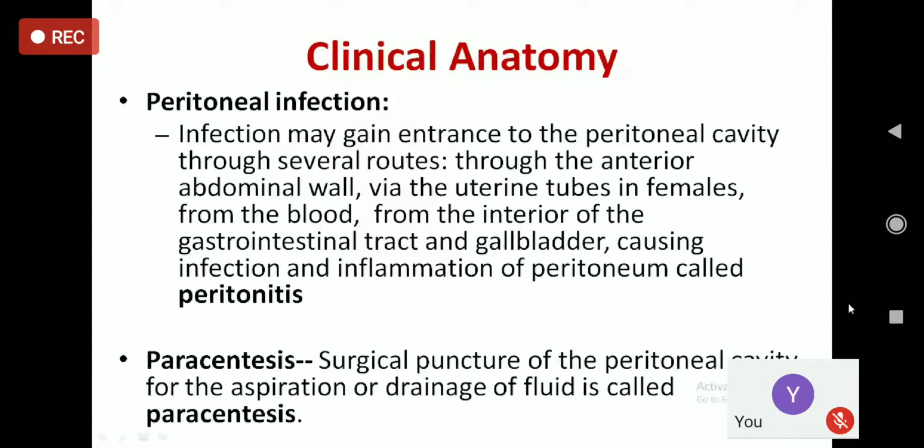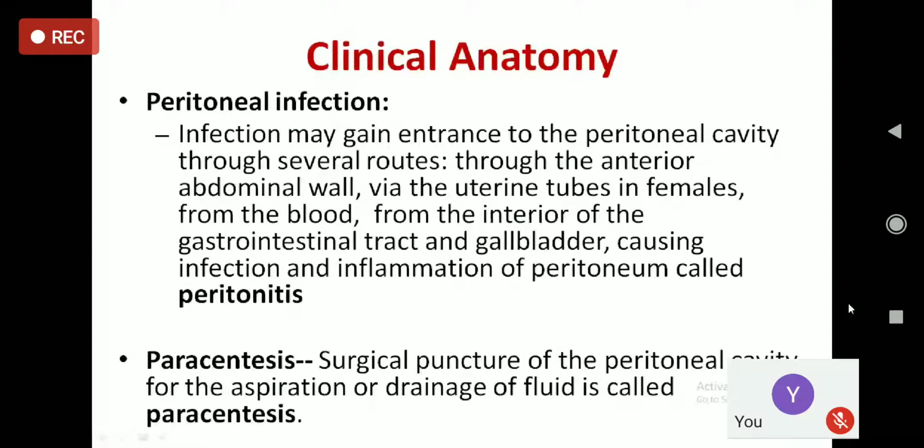So the peritoneal infection, many times we have heard about peritonitis, that is the infection of the peritoneum. The infection may gain entrance to the peritoneal cavity through several routes, as we discussed before: the communication in the different compartments, and there may be an open communication in the female from the uterine ostia. So these are all the routes of infection to cause peritonitis.